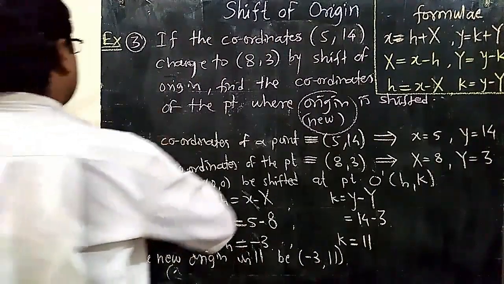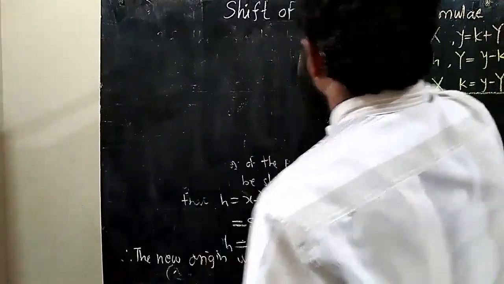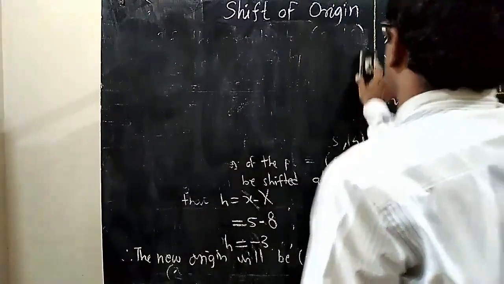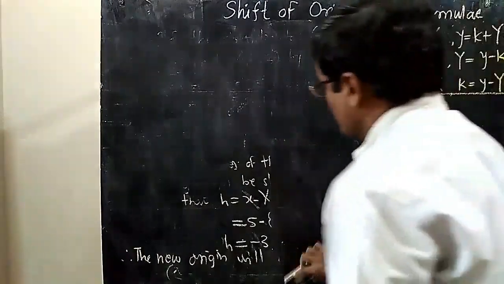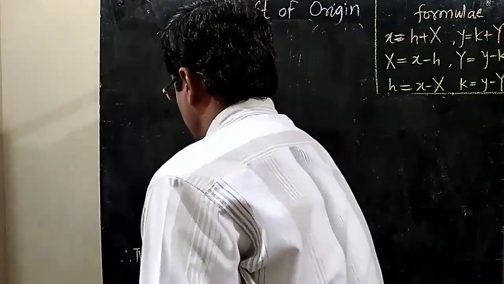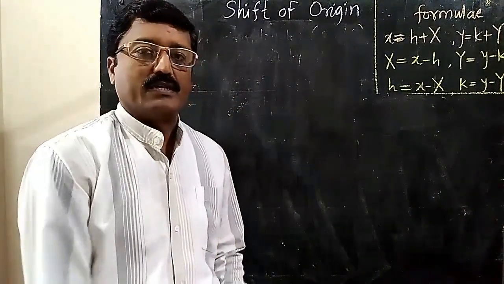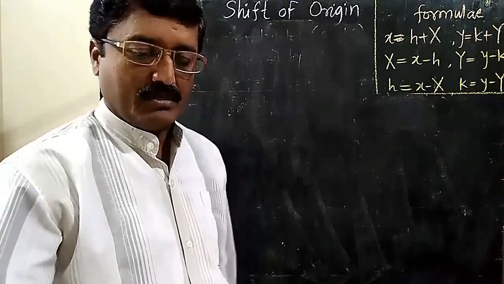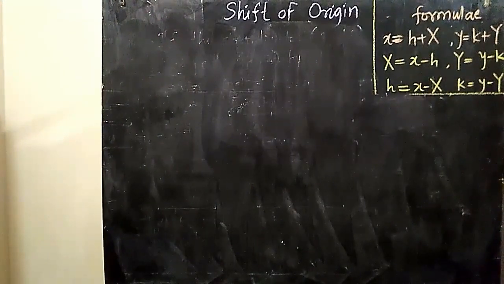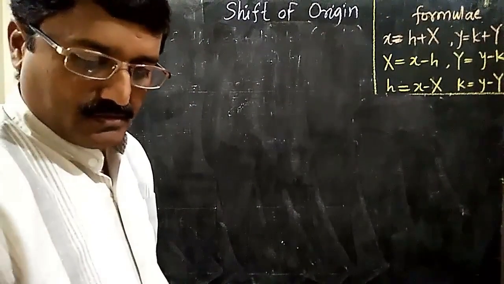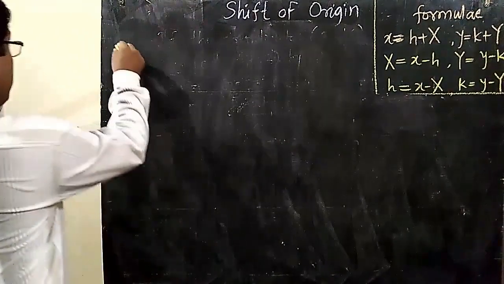Let us see the fourth one, which is the application of this formula. These are three examples which are based on this formula directly. Now we will see the application of shift of origin. How this shift of origin is useful in solving the examples of locus, straight line, circle, ellipse, parabola, hyperbola, all those conics. So this shift of origin is very useful and important in all further topics of geometry. Let us see example number 4.